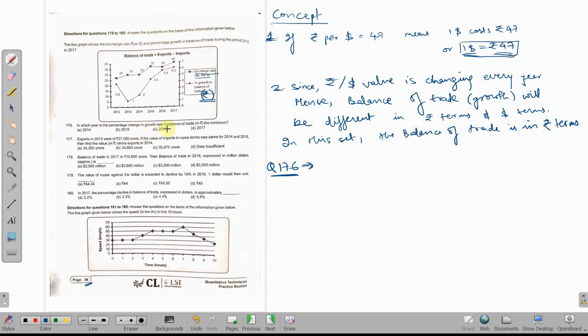So in which year is the percentage change in growth rate in balance of trade the minimum? These are the growth rates, and in which year is the percentage change minimum? Don't look at these as percentages, because even in these numbers you have to find when the change is minimum. So basically you just need to consider them as numbers, and accordingly find in which year the percentage change is minimum. The options are 14, 15, 16 and 17.